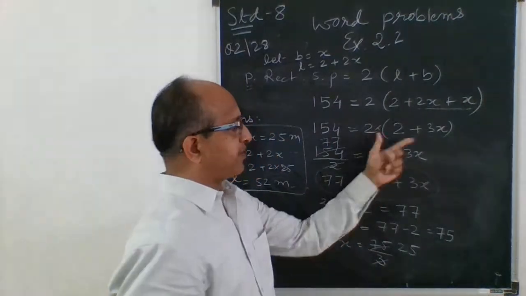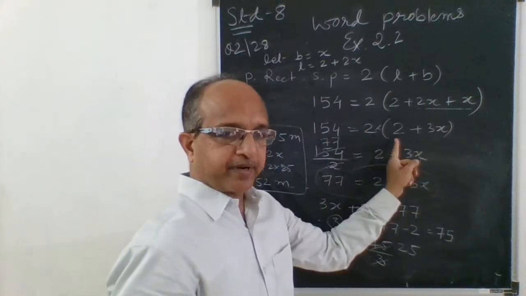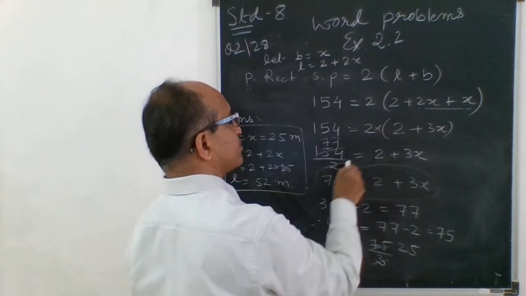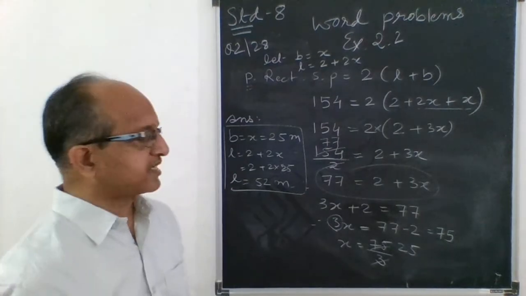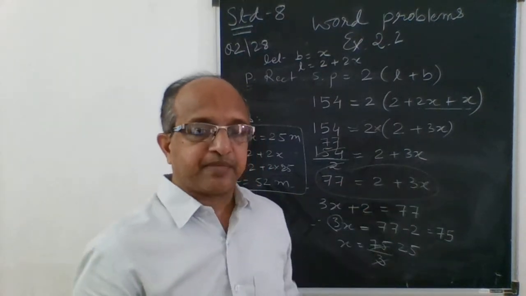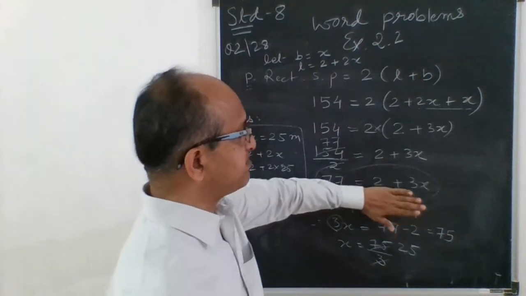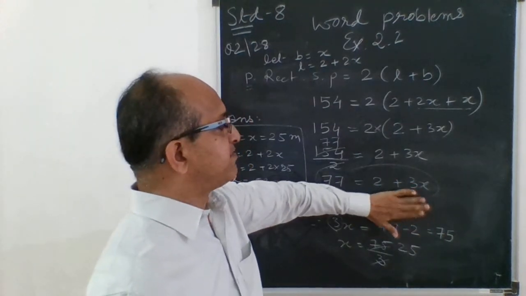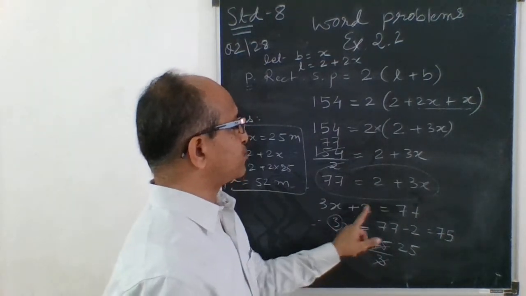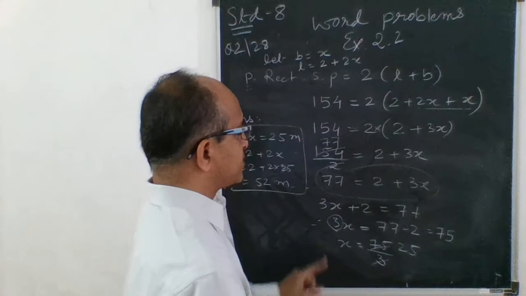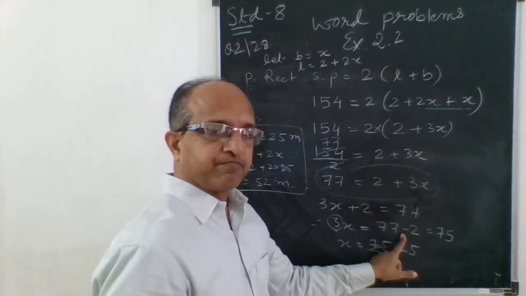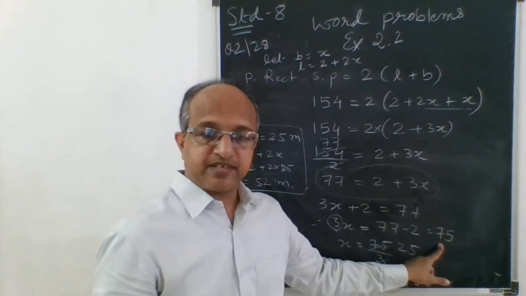Here we can do two ways. We can multiply 2 with the whole bracket, or this 2 is in multiplication with the bracket, so it goes to division. That way also is correct. After that, directly we can do the sum, but just for understanding, whenever variable is on the RHS, we shift the whole RHS and LHS. So 3x plus 2 is equal to 77. So 3x is equal to, this is a plus 2, when we transpose it becomes minus 2 and we are getting 75.